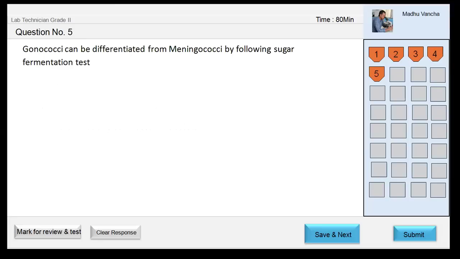Next question, gonococci can be differentiated from meningococci by the following sugar fermentation test. Option A, glucose. Option B, sucrose. Option C, mannitol. Option D, maltose. Here the right answer is maltose. So by using the maltose sugar fermentation test, we can differentiate gonococci from meningococci.